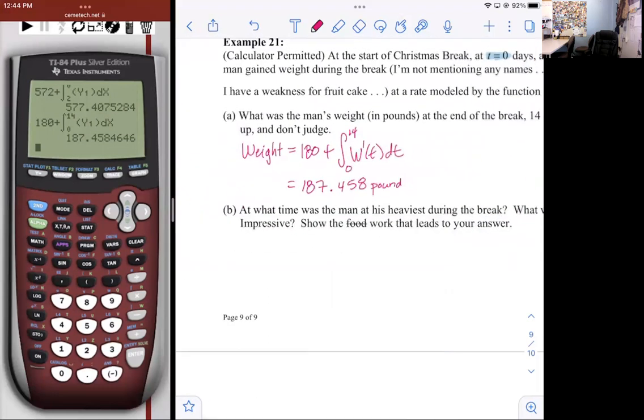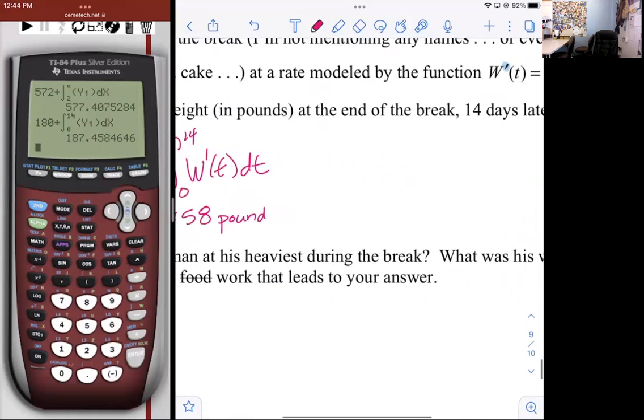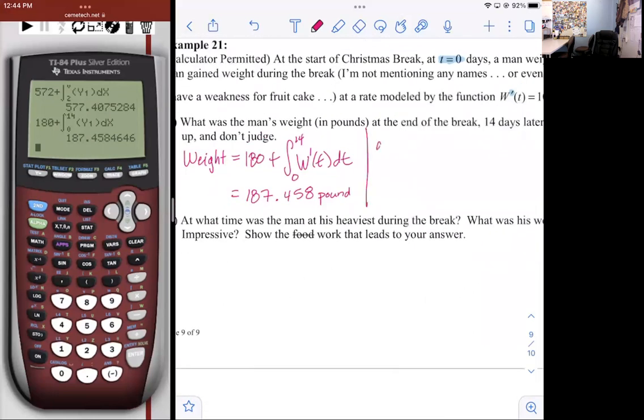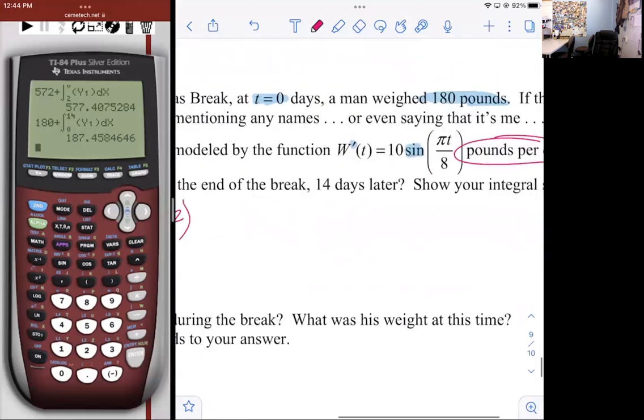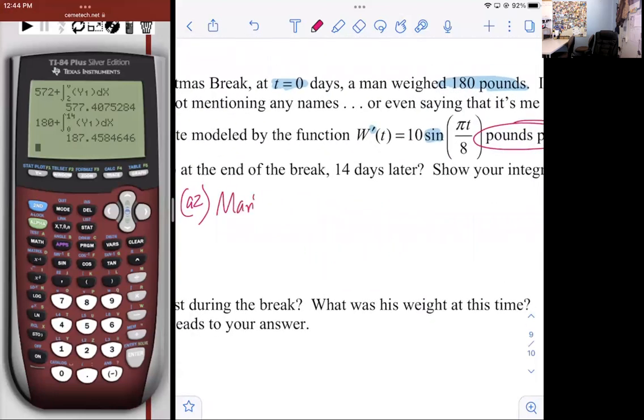All right. Before I do part A, I want to add this question in there. Let's call this A2. What was the man's average rate of weight gain from t equals 0 to 14 days?